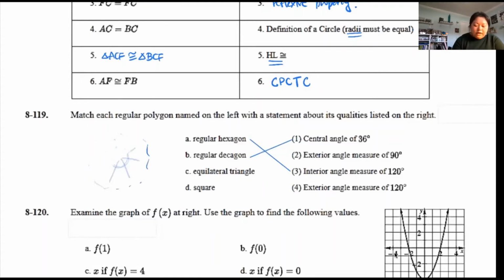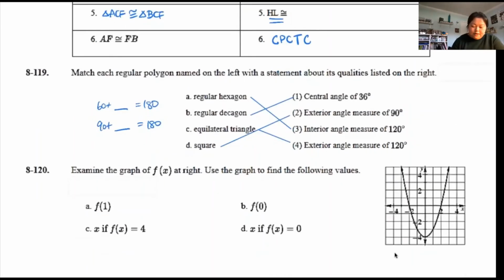An equilateral triangle has an angle of 60 degrees on the inside. Remember, interior angles and exterior angles are supplementary. So if the inside is 60, what do I need to make 180? I need an exterior angle of 120. Same thing with a square. A square has an interior angle of 90 degrees. The exterior angle must be supplementary, so the exterior angle must be 90 as well.